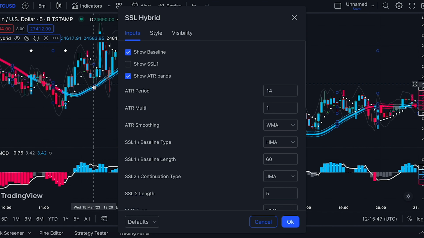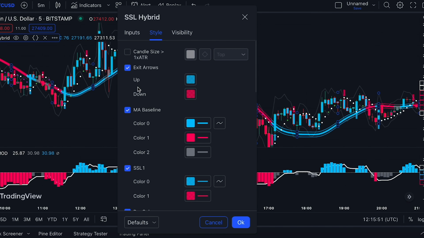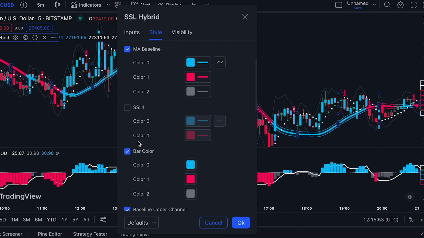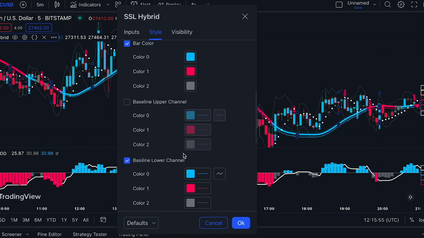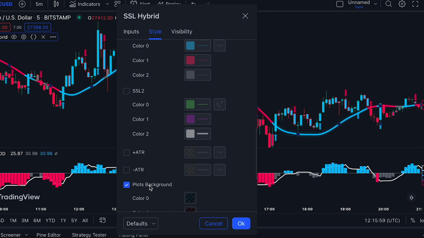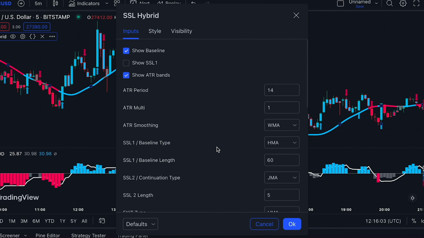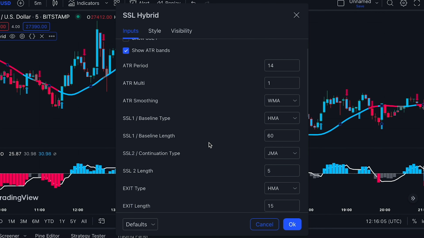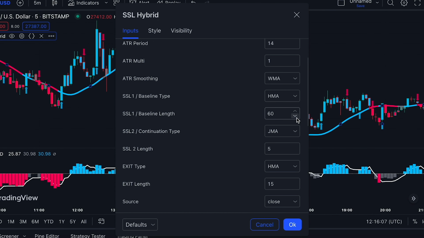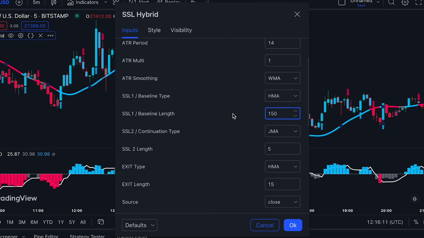Before we get into the primary idea behind the script, let's make some changes to the settings. Disable everything except the baseline exit arrows and bar color in the style area, then go to the inputs and set the baseline to 150 and the type tool small, as well as the exit arrow length to 25. Once you've finished configuring the indicator, it should look like this.